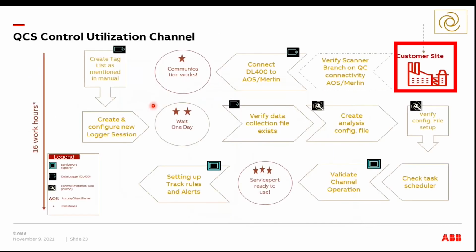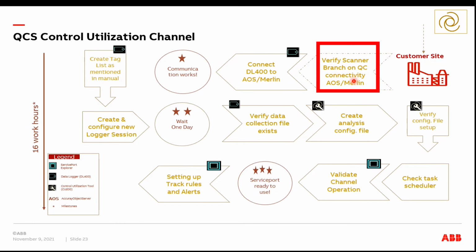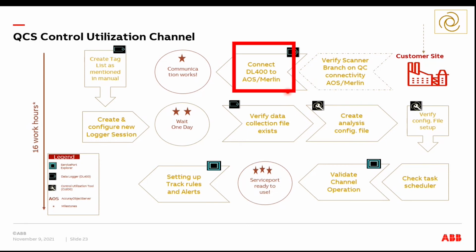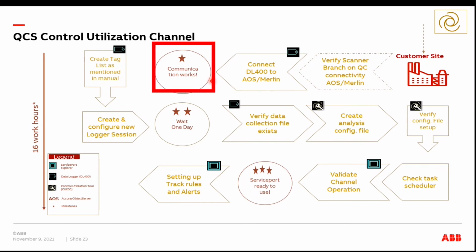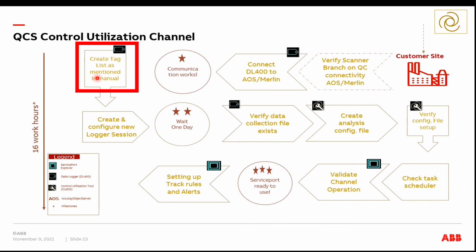So how is the configuration done for the control utilization channel? Once we visit the customer site, we verify whether the AOS or Merlin branch is available on the connectivity server and whether it's healthy. Then we verify the data logger connectivity with the connectivity server. The data logger is a tool which captures the data, like a logging of the data. Once the communication works, we create a tag list. This is a standard tag list for control utilization, which will capture the targets and some production parameters.